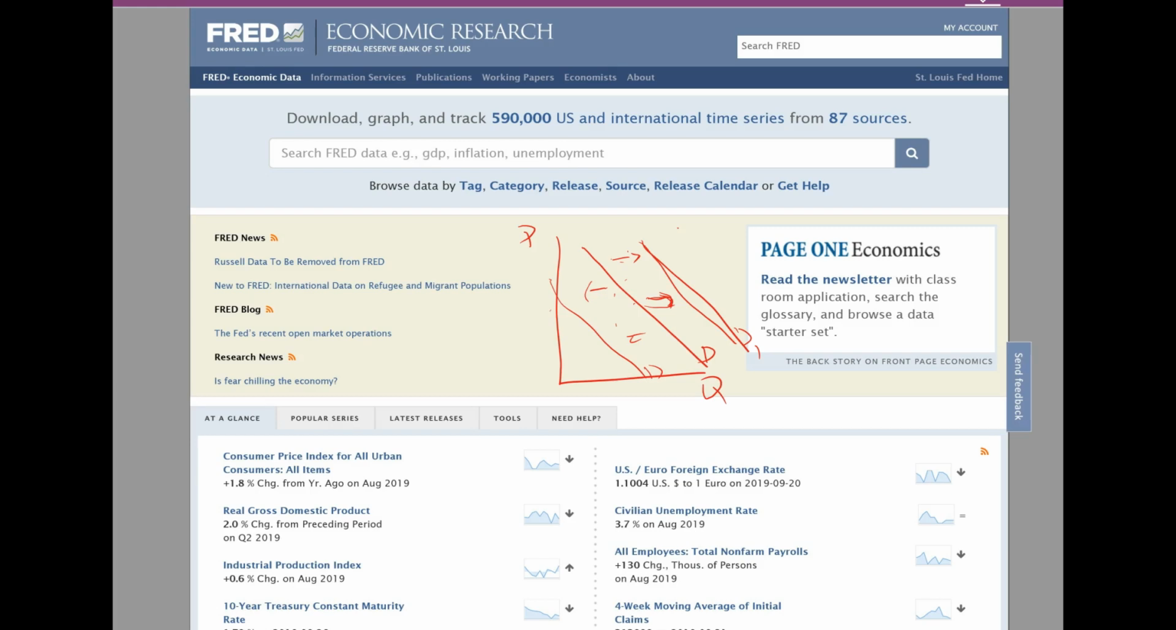Now, what can we use as a representation of expectations? Well, there are two major economic indicators. One is called consumer sentiment, and the other one is called consumer confidence. And these are both monthly surveys that ask consumers questions about how they feel about the future. And so these are ways to see if this could actually shift the demand curve for the entire economy.